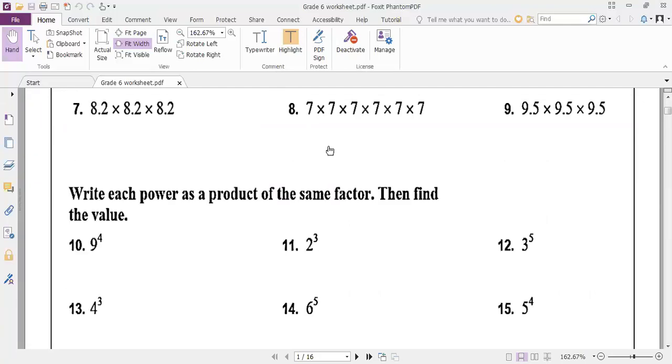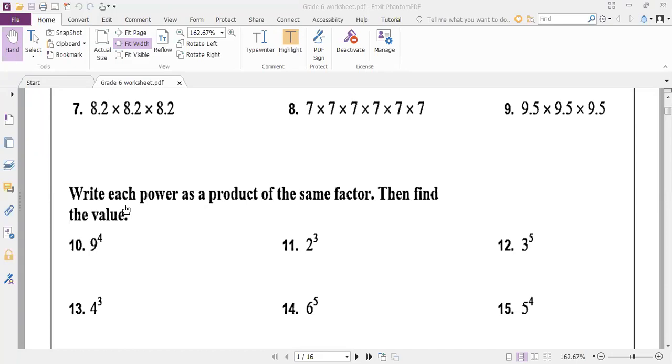Now go with me to the next question. Read the heading and solve it in the chat, Muhammad. From 10 to 15, write each power as a product of the same factor, then find the value. Again, write each power as a product of the same factor. Then find the value, right? I need you now, Muhammad, to go to the chat and solve the 6 problems in the chat box, please.